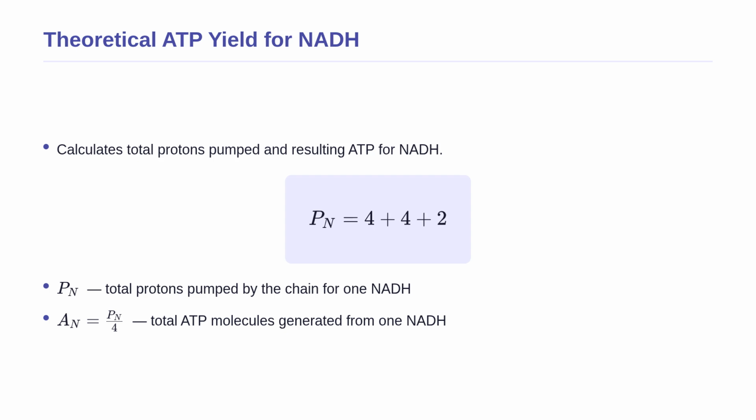Once we have that total, we find An, which represents the total number of ATP molecules generated. We do this by dividing the total protons by 4, because it costs exactly 4 protons to manufacture a single ATP molecule. If a mutation caused a complex to pump fewer protons, the total ATP yield would drop significantly.